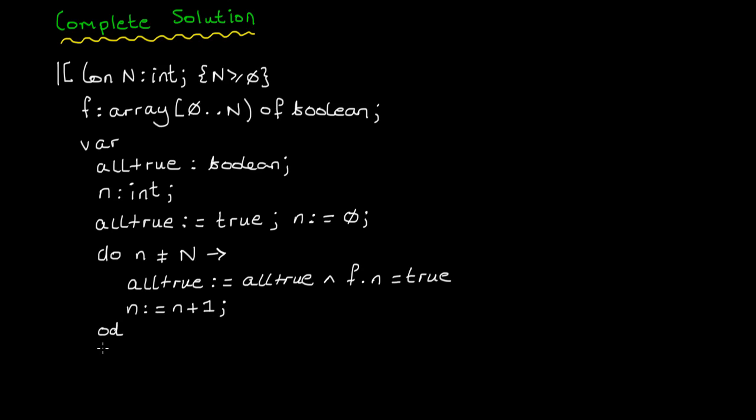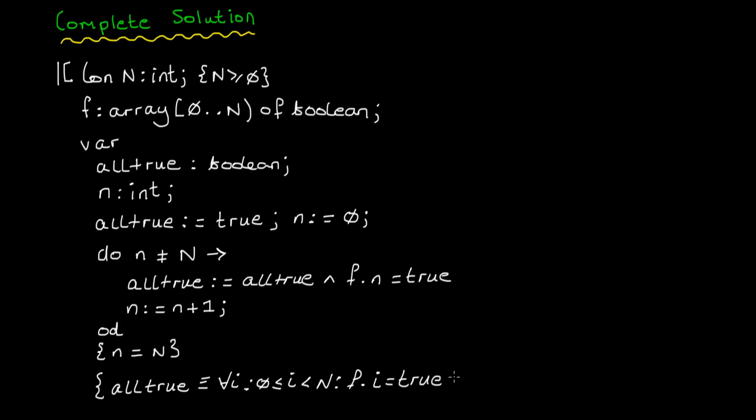And after the loop finishes, we know that small n will be equal to large N, and that gives us back our original postcondition where we can say allTrue is equivalent to, for all i greater than or equal to 0, less than large N, f.i is equal to true. And that is our complete solution.